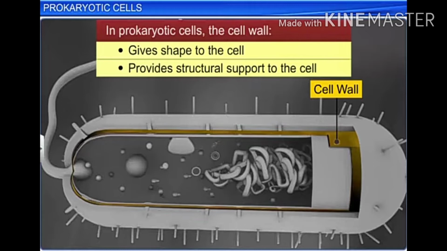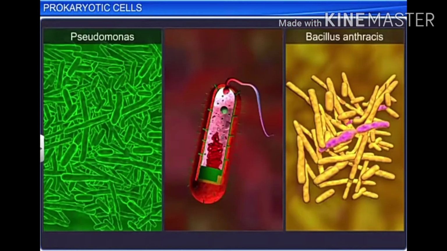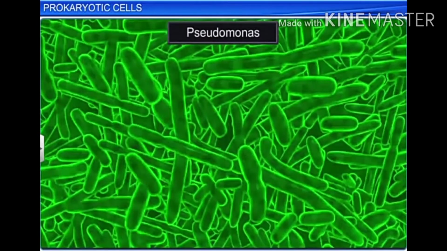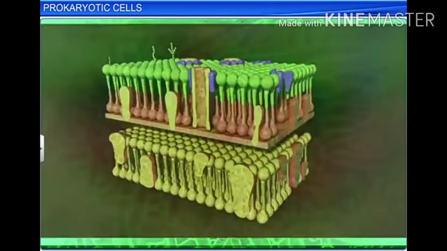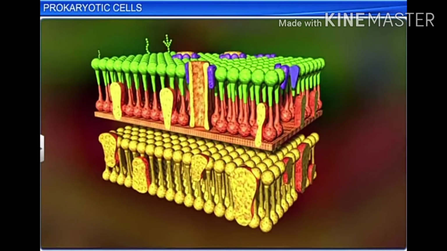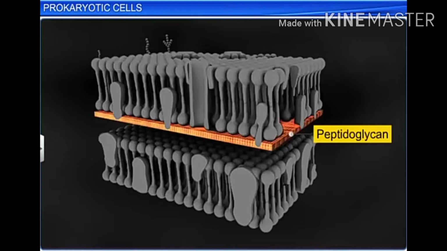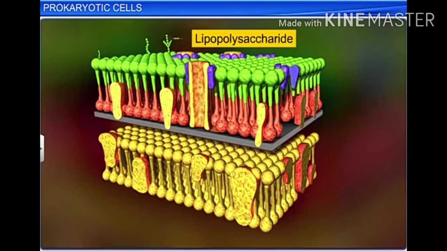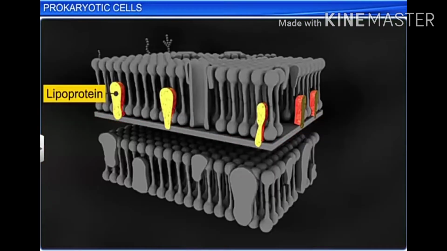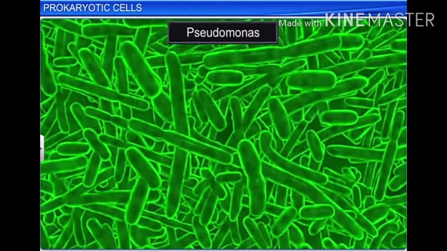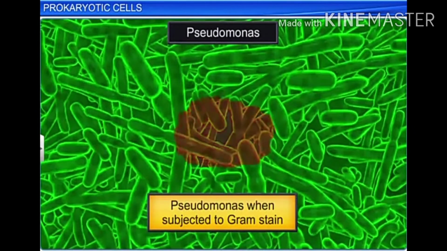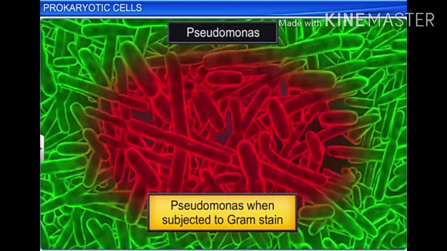Interestingly, the cell wall structure differs in different prokaryotes. In certain prokaryotes, such as Pseudomonas, the cell wall is composed of a thin inner layer of peptidoglycan and an outer membrane of lipopolysaccharide and lipoprotein. When such prokaryotes are subjected to the Gram staining procedure, they do not take up the Gram stain, but appear red or pink when counterstains such as safranine are added. Hence, they are called gram-negative bacteria.